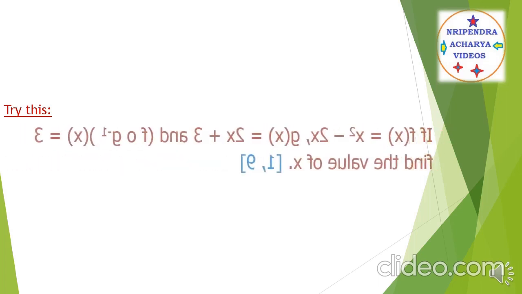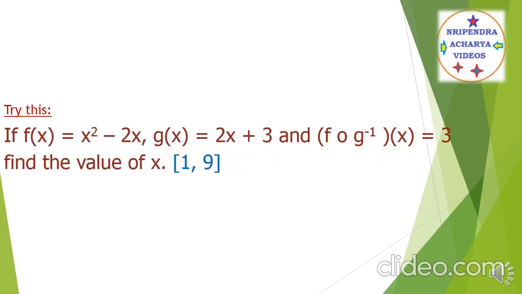I think you have an exercise. We have an exercise, so you can try this question. Same type of question. Here we have to find G inverse first, and then do the composition of F of G inverse x. So there are two answers. Find the values of x. So 1 and 9. Now let's do the third example.